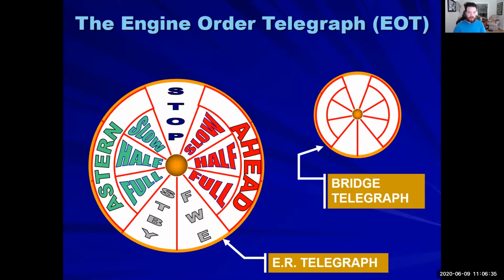All right. Last but not least, before we end the day, let's talk about the EOT, the engine order telegraph. The biggest thing to get into your head with your EOT and control of the engine room: the bridge has their EOT, their engine room telegraph. It does not control the speed of the engines. What it does is send a request to the engineers to change the speed of the engines. That is the biggest thing here.